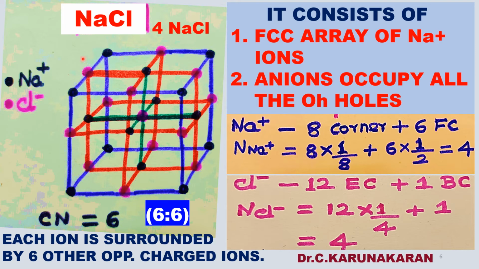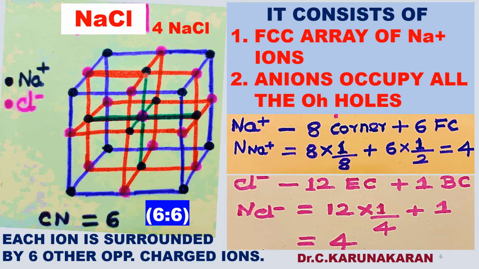There are 8 corners occupied by sodium ions. Each corner ion belongs to 8 other cubes. Therefore, each sodium ion contributes 1/8 only. Therefore, 8 × 1/8.